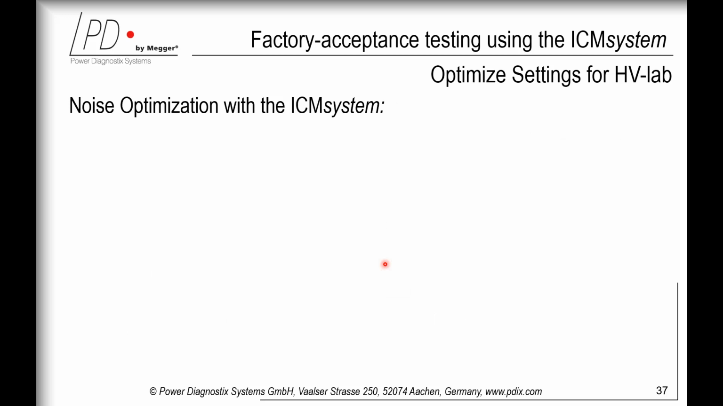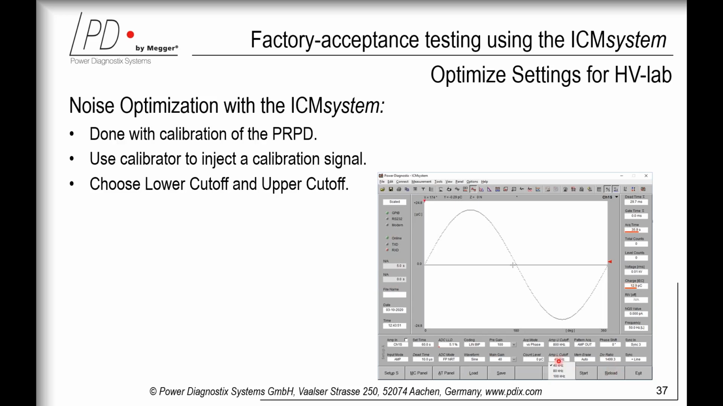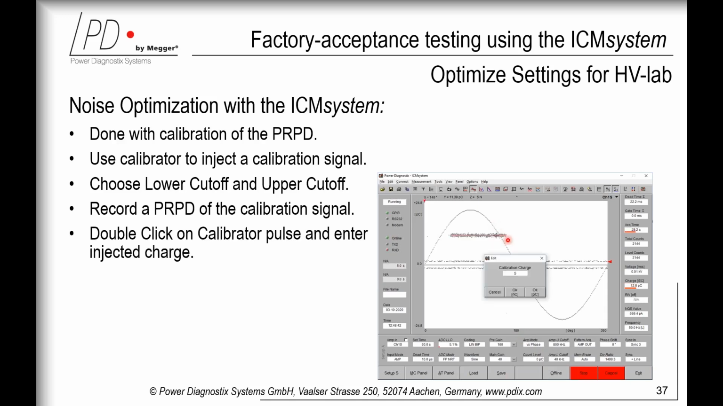So with the ICMsystem, noise optimization is done during calibration in map view. Here, a calibrator is used to inject a known charge, and one of the 3 lower available cutoffs and one of the upper cutoffs is chosen. Then a PRPD has to be started, and with a double click on the clearly visible calibrator pulse, the channel is calibrated. Afterwards, you save your calibration and you're more or less done.